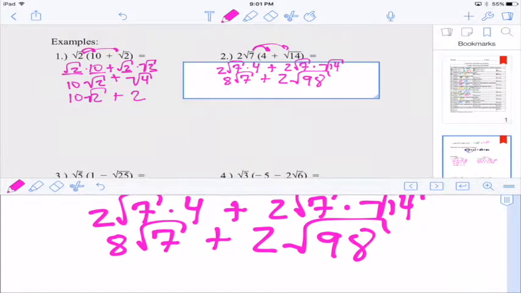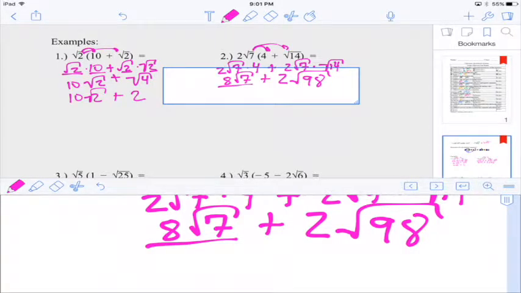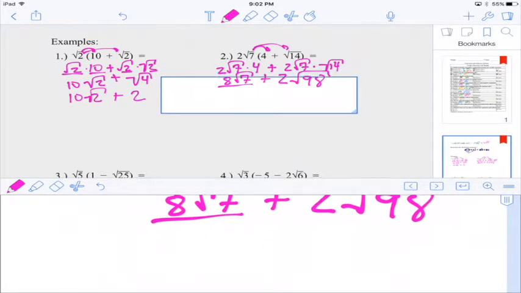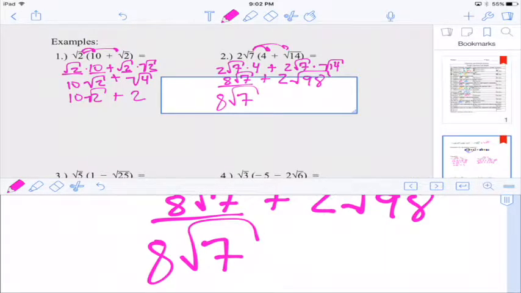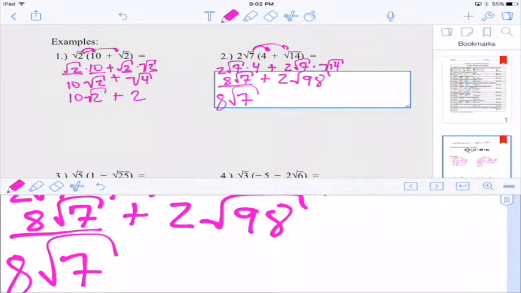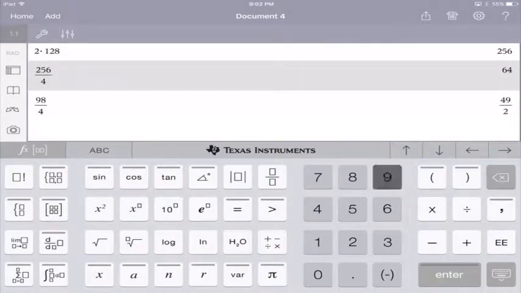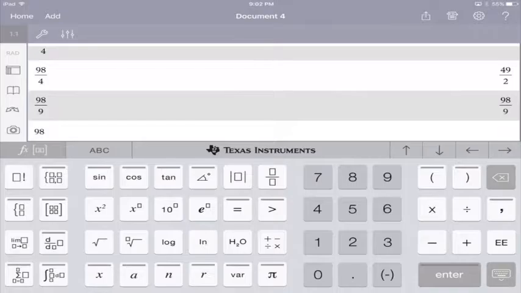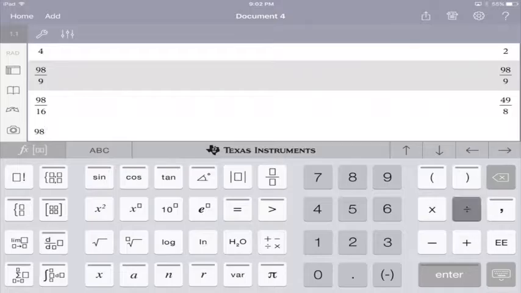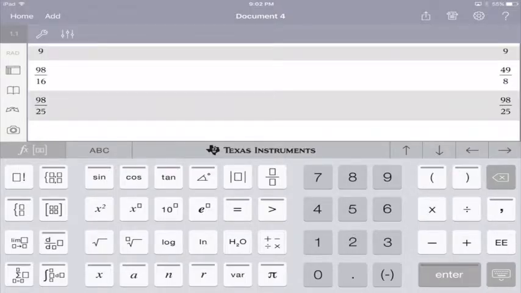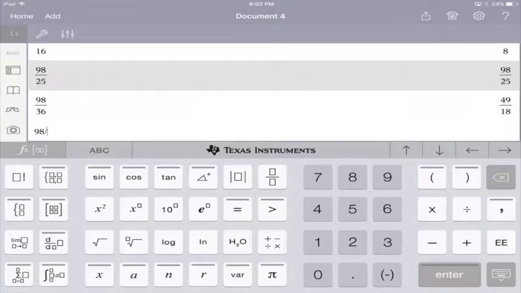Now we simplify as much as we can. Well, 8 square roots of 7 does not simplify, so I'm going to leave that. But 98 will simplify. We can do 98 divided by 4 does not work. 98 divided by 9 does not work. 98 divided by 16 does not work. 98 divided by, I'm going through my perfect squares, 25 does not work. 98 divided by 36. Well, that was 6 times 6. 7 times 7 is 49.